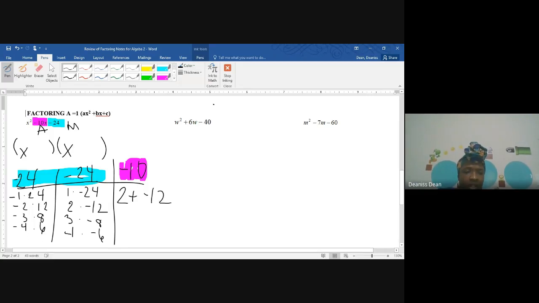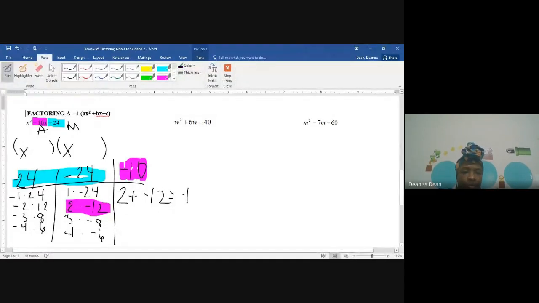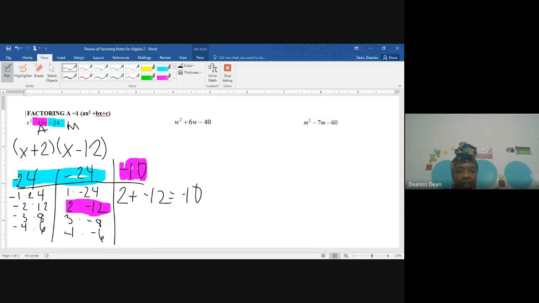If I use this set of factors right here, 2 plus negative 12, does that give you negative 10? Well, yes, it does. So those are the numbers that are going to go in my parentheses, a positive 2 and a negative 12. So I have a positive 2 and a negative 12, and the expression is factored.